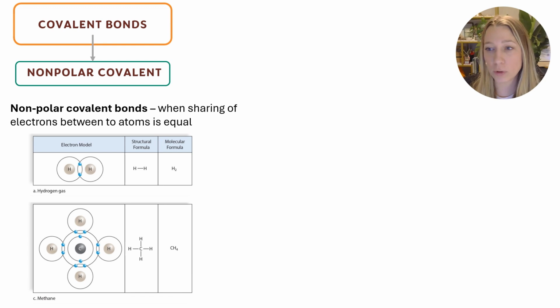So a non-polar covalent bond occurs when the sharing of electrons between two atoms is equal. For example, in oxygen gas, or O2, both oxygen atoms pull on the shared electrons equally. The same here if we have H2. These electrons are spending an equal amount of time orbiting around the different nuclei, the same as we would see here with CH4. None of these hydrogens are getting the electrons any more than any of the other hydrogens, and the electrons are equally distributed around this central carbon.